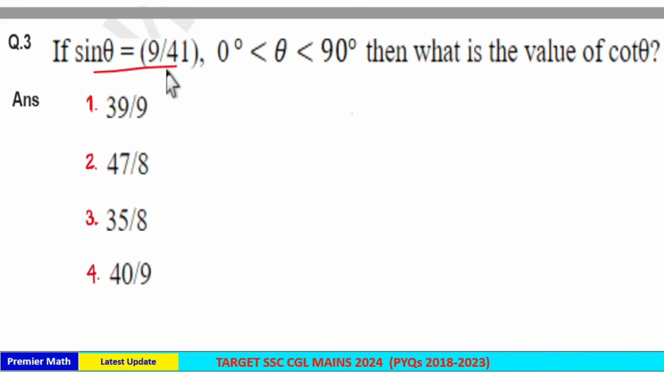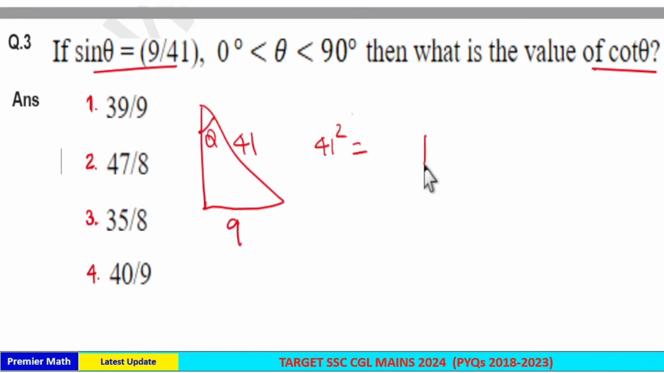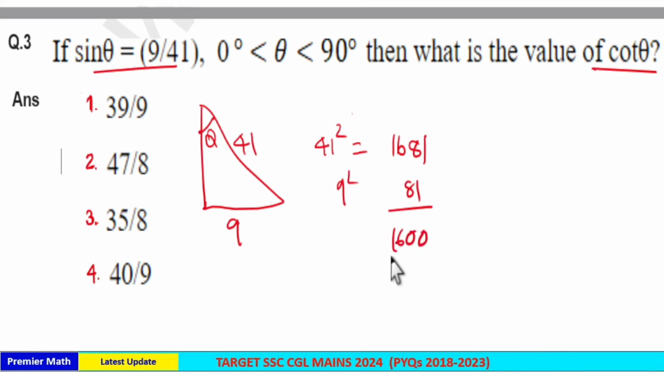If sin theta is 9 by 41, then what is the value of cot theta? Draw a right angle triangle. Here if this is theta, sin theta is 9 by 41 means opposite side and hypotenuse are in the ratio 9 is to 41. Then adjacent side is equal to root of 41 square minus 9 square. 41 square is 1681, and 9 square is 81, which means here adjacent side is equal to root 1600, which is 40.